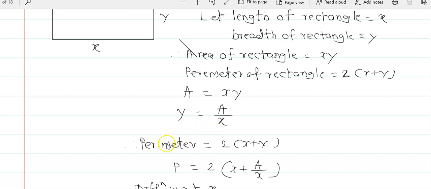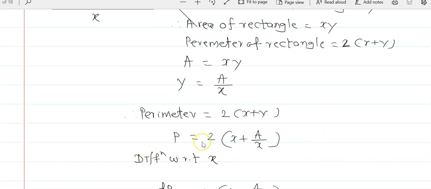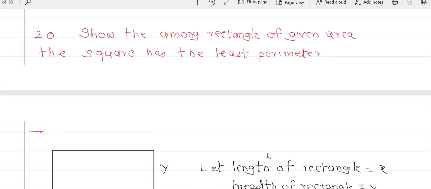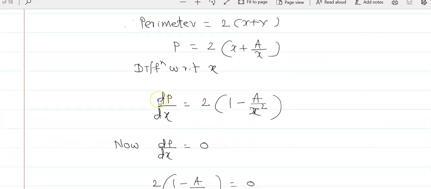Now, what about the perimeter? The perimeter is equal to 2 in bracket x plus y. Now, we'll convert this into a single variable, that is x. Therefore, p is equal to 2 in bracket x plus a upon x. Now, differentiate this. What's the condition that we have been given? That is the least perimeter. Therefore, we'll differentiate, dp upon dx.